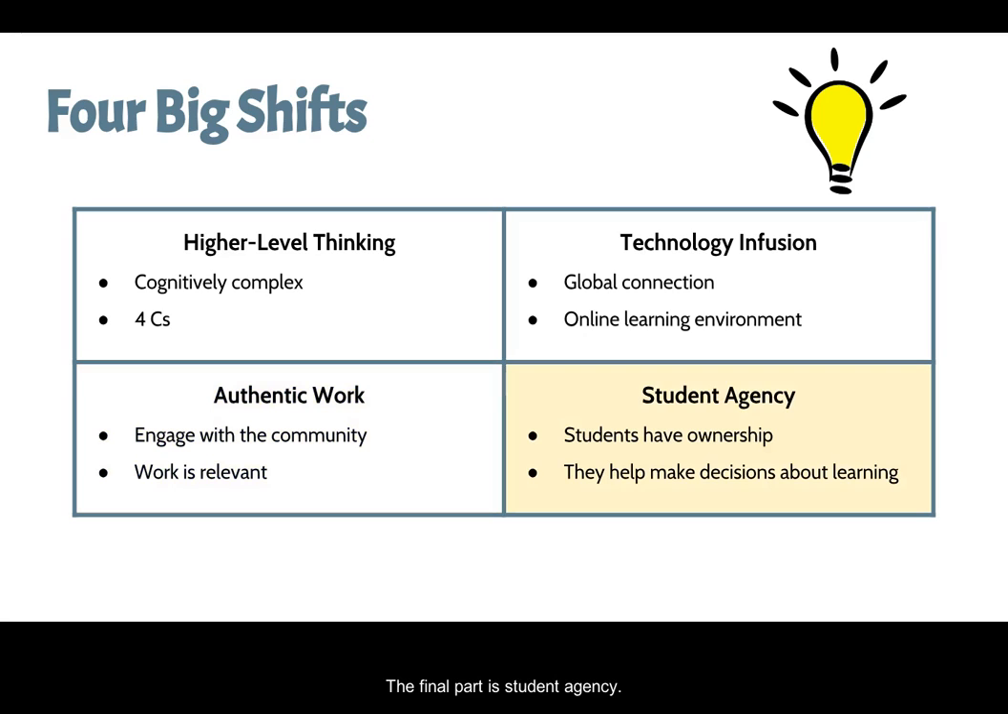The final part is student agency. Students really are taking ownership over their own learning. It's not simply a matter of the teacher holding all the information and sort of passing it out to students. Students are part of the decision-making process. They can decide how they learn, where they learn, when they'd like to learn, what they'd like to learn. And that's a really big shift from traditional learning where really the teacher holds all of the cards, so to speak.